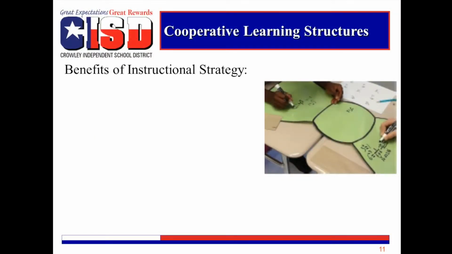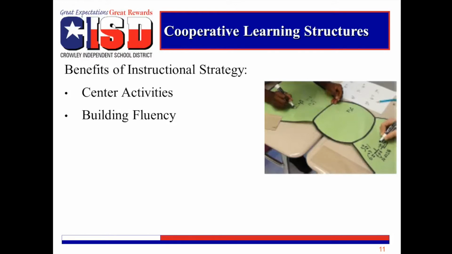Benefits of the cooperative learning structures are that after these instructional strategies have been implemented during the whole group instruction time, they can be used as a center activity. This is when students can also begin to compete against each other to build fluency in their computation.